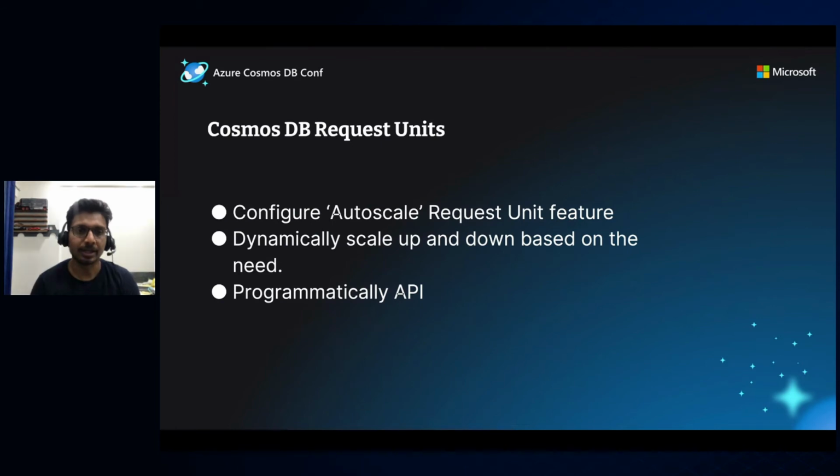Cosmos DB request unit. This is a unit of measurement of how much CPU and memory has been utilized to perform any Cosmos DB operation, may it be read, write, or delete. As IoT data ingestion can be at high speed and huge volume, we should configure the auto scale feature at the database container level. This will help us automatically scale up and scale down based on the data ingestion load. You can also perform this request unit modification programmatically through the API when you're doing batch input and output.